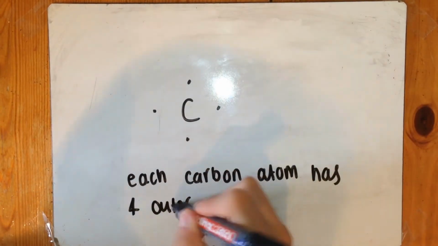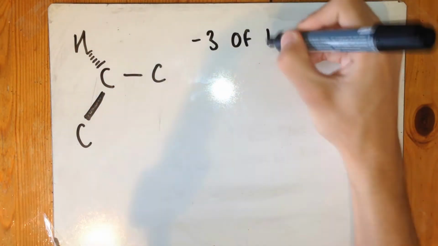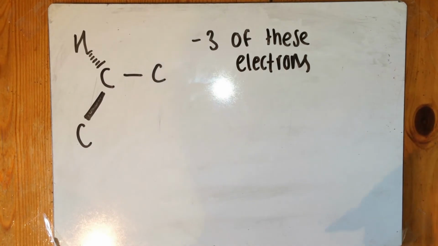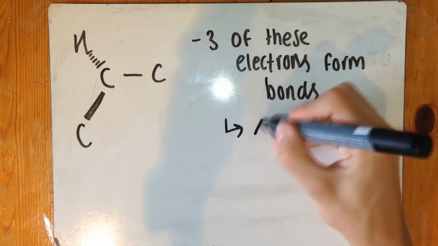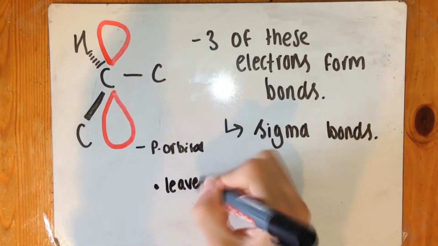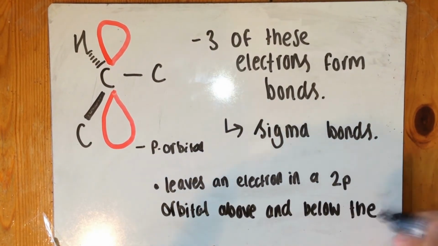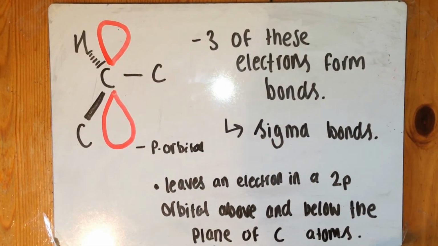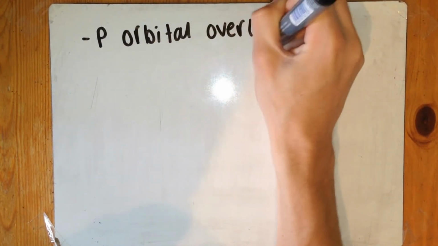Each carbon atom has 4 outer shell electrons. 3 of these electrons make bonds. These make sigma bonds. 2 of them go to the other carbon atoms, as I've said earlier, and 1 goes to hydrogen. Now what this does, this leaves an electron in a 2p orbital to orbit above and below the plane of carbon atoms. I'm quickly going to refresh your memory from the last year about how the p orbitals overlap.